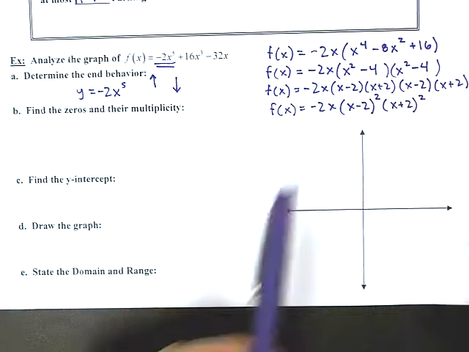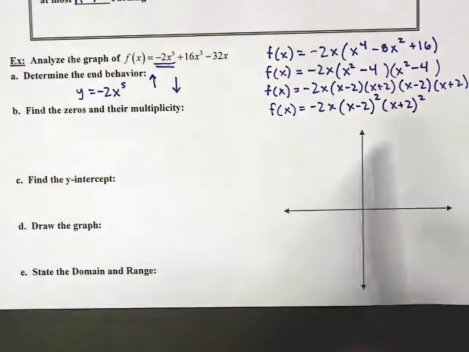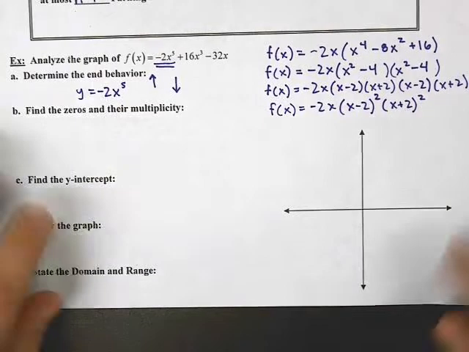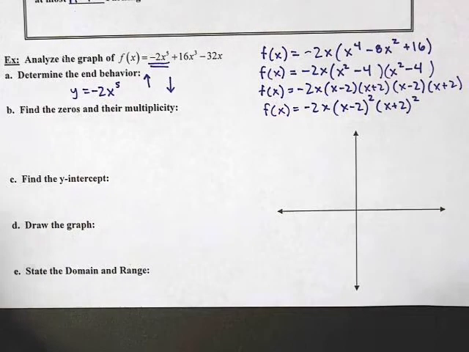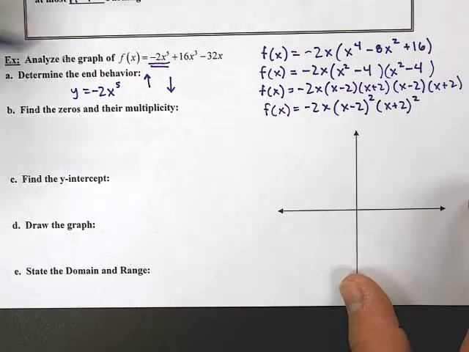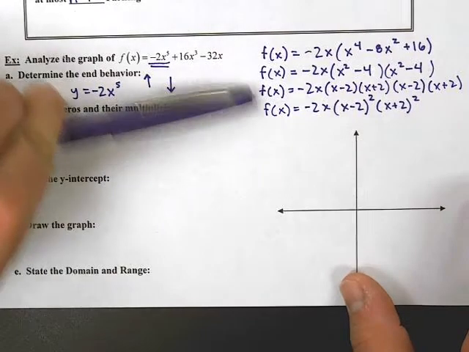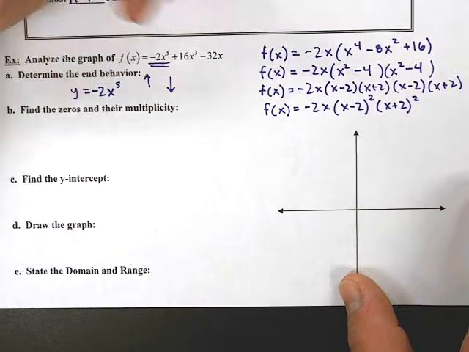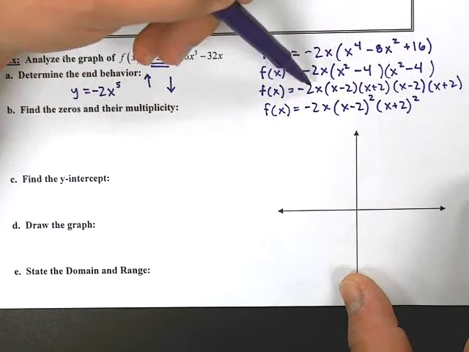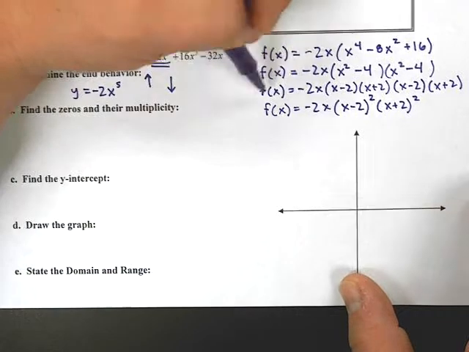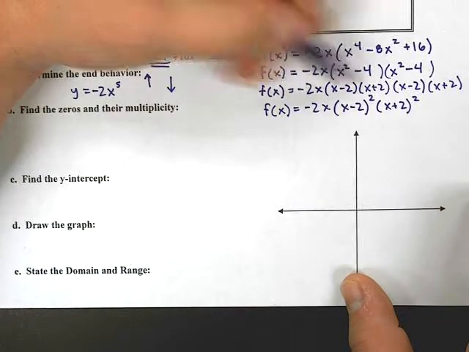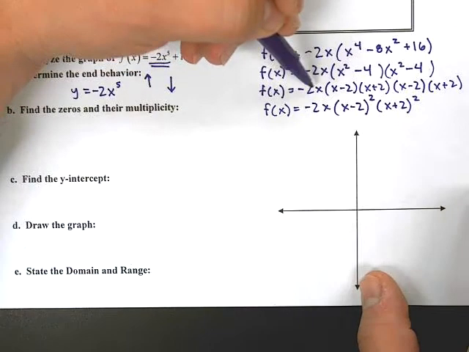All right, so I would consider this the most factored form. Now that we have factored that, we need to find our zeros and the multiplicity. For this, you can look at either one of these. If we look at this first one, remember what we're doing when we're finding zeros: we're setting the equation equal to zero and using the zero product property.